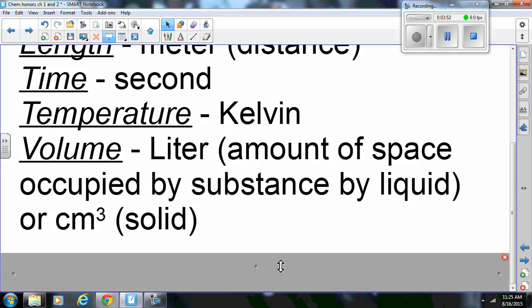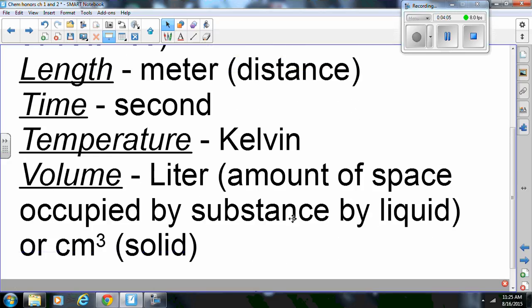Volume is the liter, which is the amount of space occupied by a liquid, but if you're dealing with the volume of a solid, this is where you'd have to take the length, width, and height and use centimeters cubed. And you will be having a lab that involves volume and some of these other units to help you understand that better.